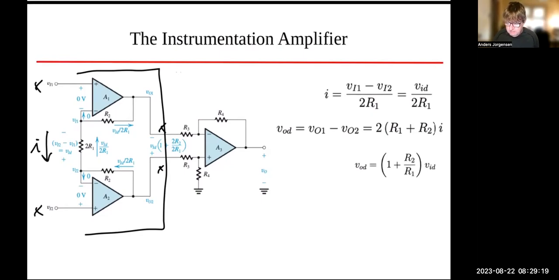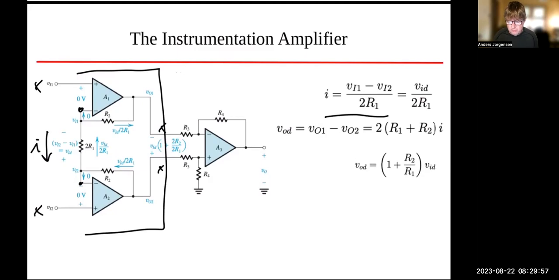So that current I, well, at these 2 points here, here's VI1 and here is VI2. So the current is VI1 minus VI2 divided by 2R1, right? The resistor in the middle is 2R1. I can give a new name to that quantity, VI1 minus VI2. I'm going to call that VID, okay? VID stands for input differential, okay?